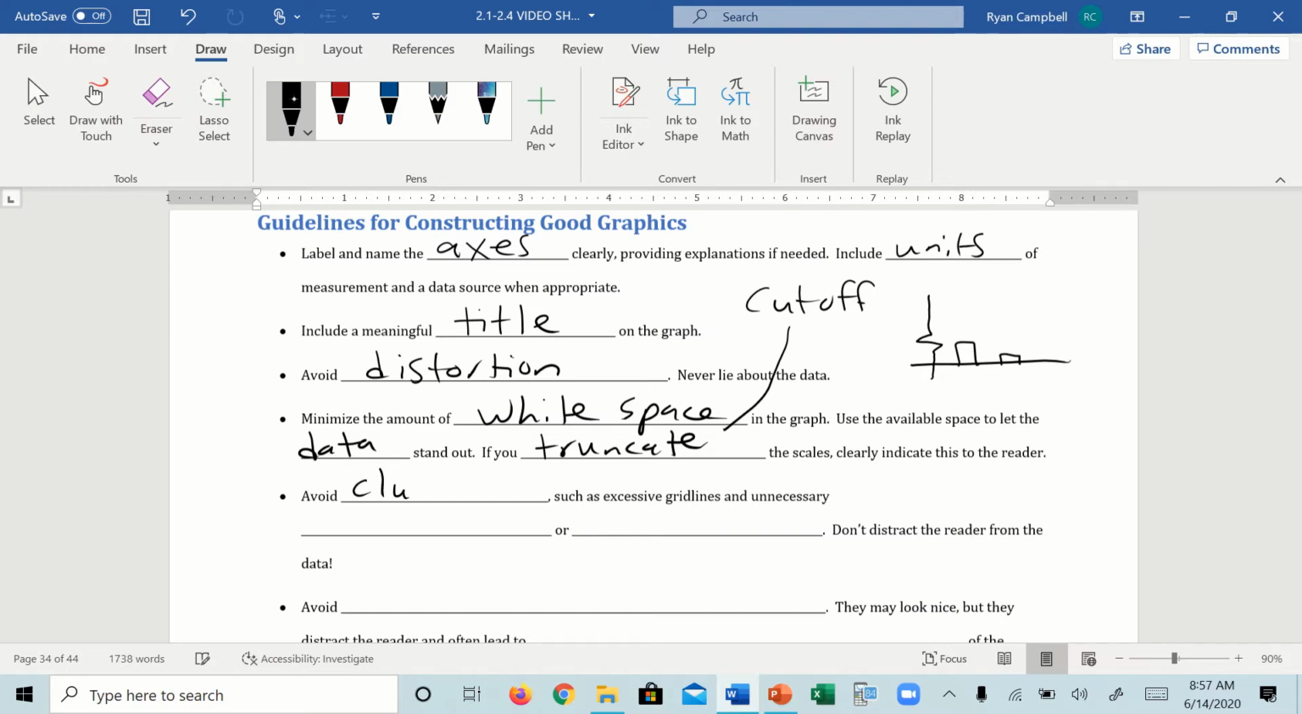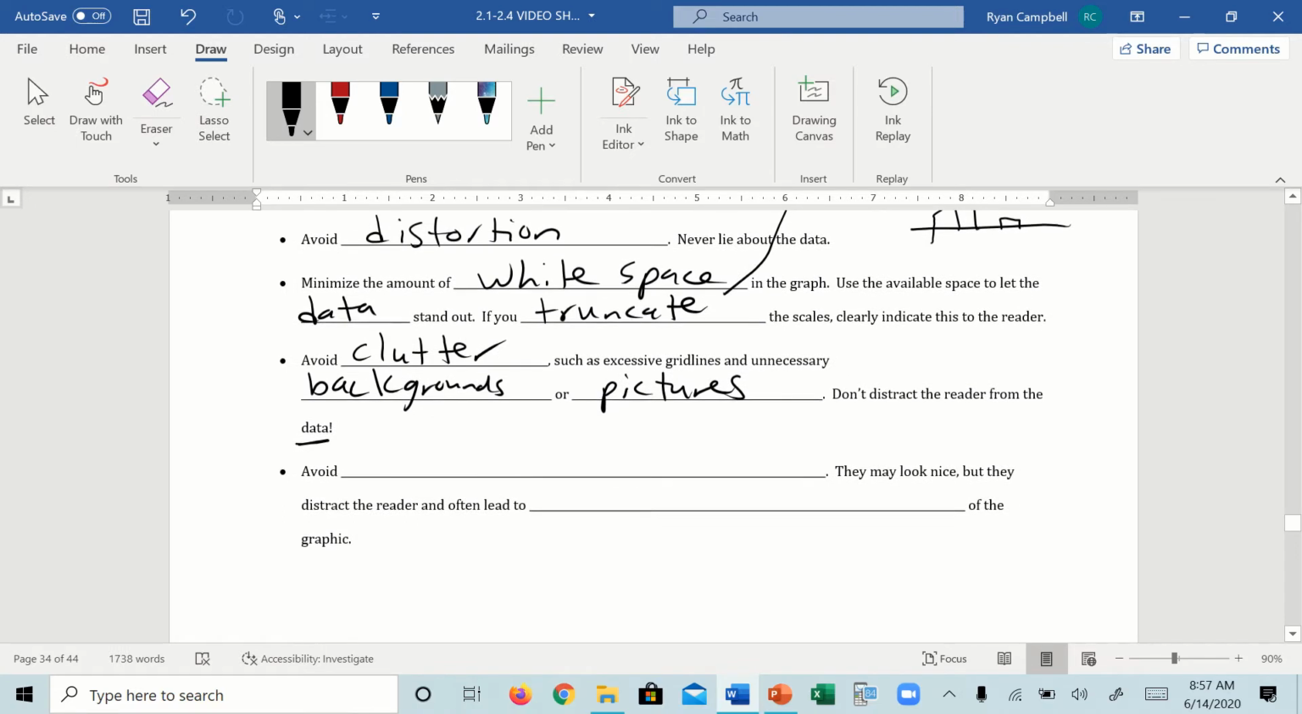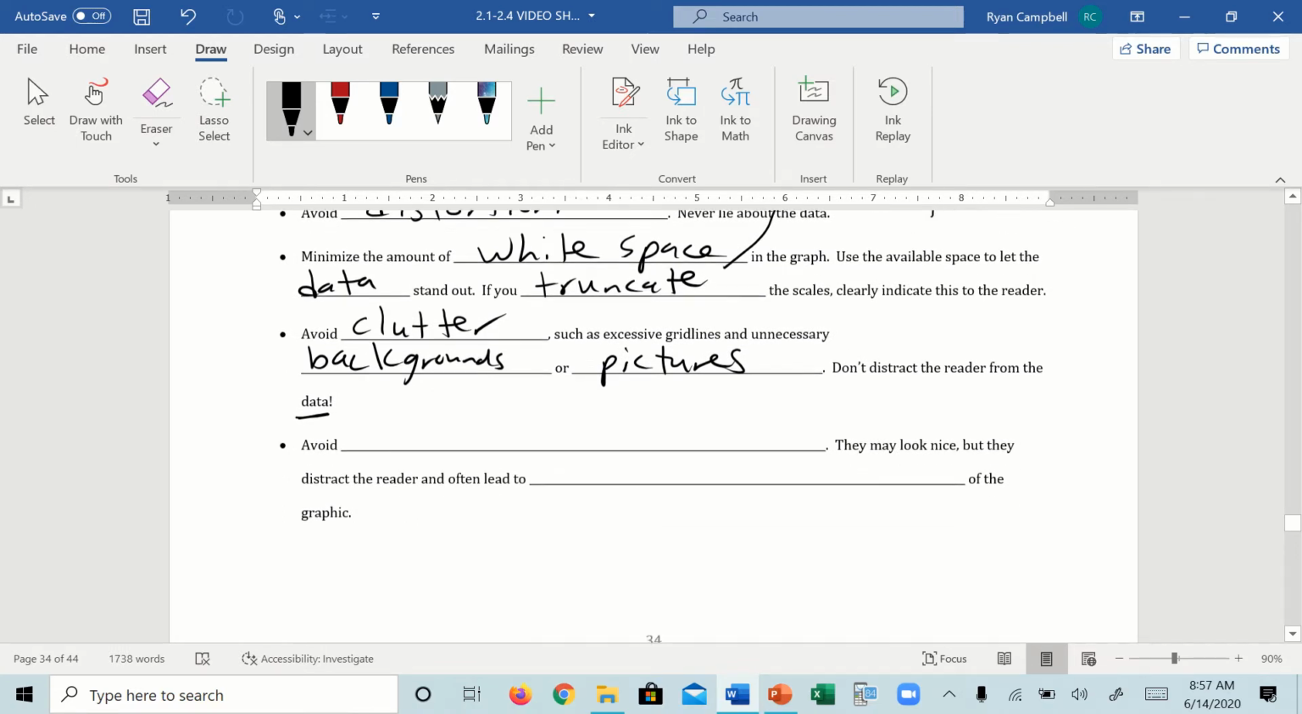All right, make sure, again, to avoid clutter. Right, so excessive grid lines, unnecessary backgrounds, they could look really cool, but backgrounds and pictures are going to just ultimately distract from the data. Remember, the data is the thing that we need to look at. So let that be the thing that stands on its own.